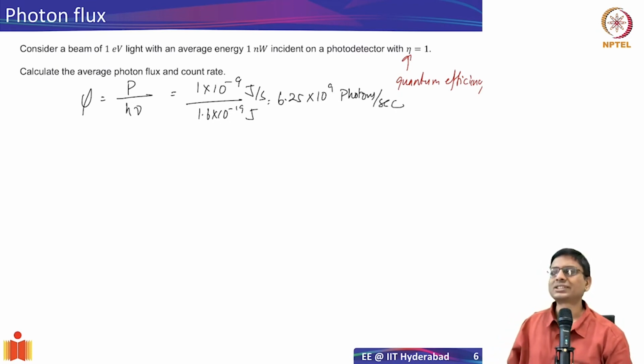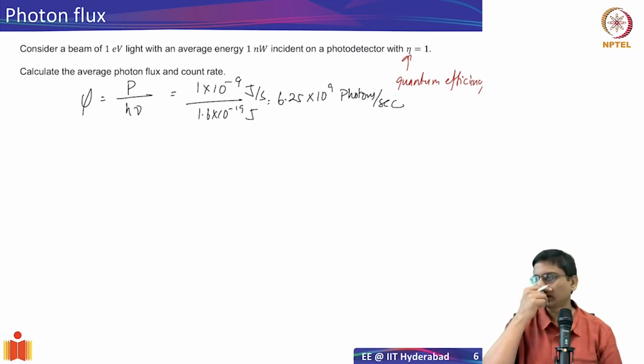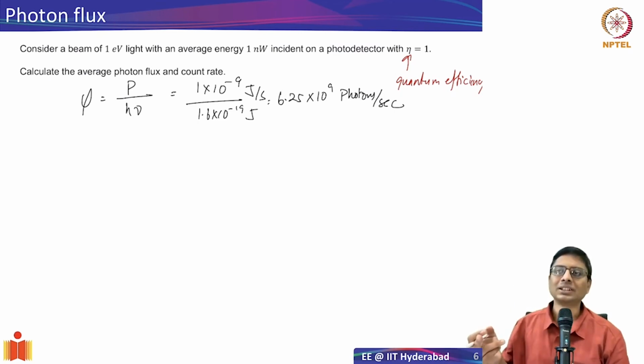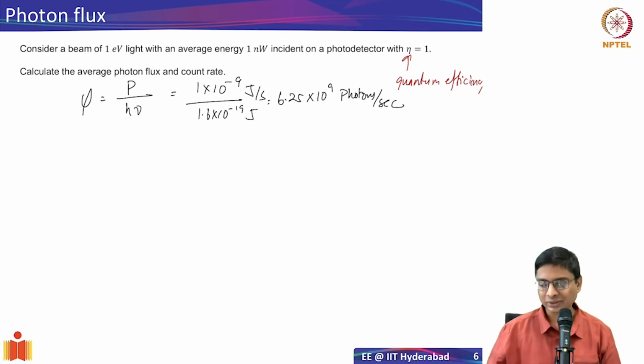That's what we calculated. If you have 1 milliwatt of 2 eV photons, we said it has 3 into 10 power 15. Now we come down to nanowatts, that's a 10 power minus 6 reduction, so the photon count also reduces. Now it's a 1 eV photon instead of 2 eV. So it makes sense.